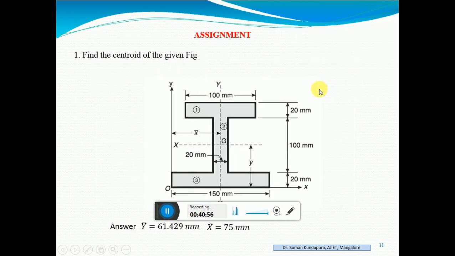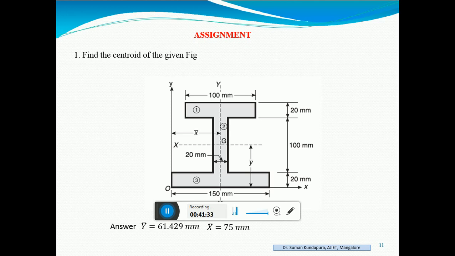So I have given you a simple I section, answers are given here. Please solve this problem and submit in the Google Classroom. And any doubts which you are getting in this concept, please feel free to ask in the Google Classroom or call me up. Okay, and you need practice. The concept is really very easy. If you practice a bit, it will be very interesting and you will definitely solve it right. But all you need is a little bit of practice.